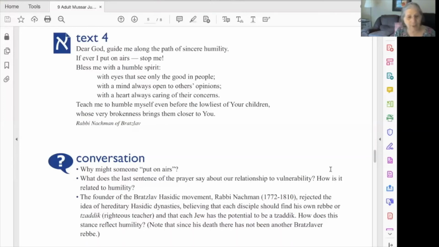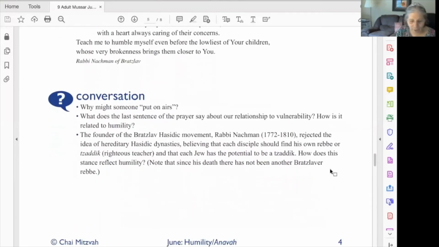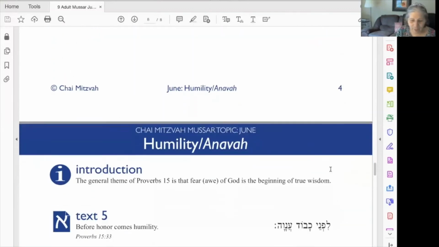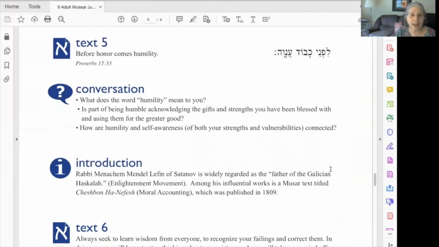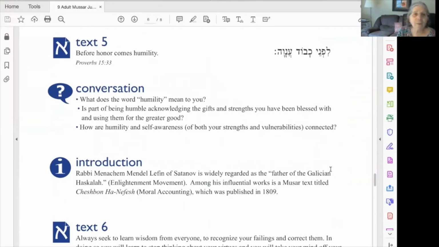As we go on, we are given a brief text quote, text number 5, which says, "Before honor comes humility." And this is a text from Proverbs. Before honor comes humility. We explore what the word humility means to us. Oftentimes, you will have someone in the group discussion who will pull up the definition on their phone and say, humility means, and they'll share the meaning that they found. But this is more of a personal discussion of what does humility mean to you?